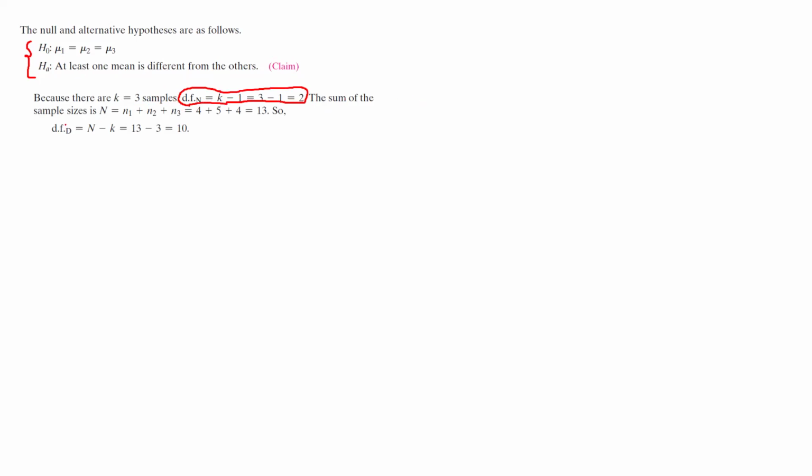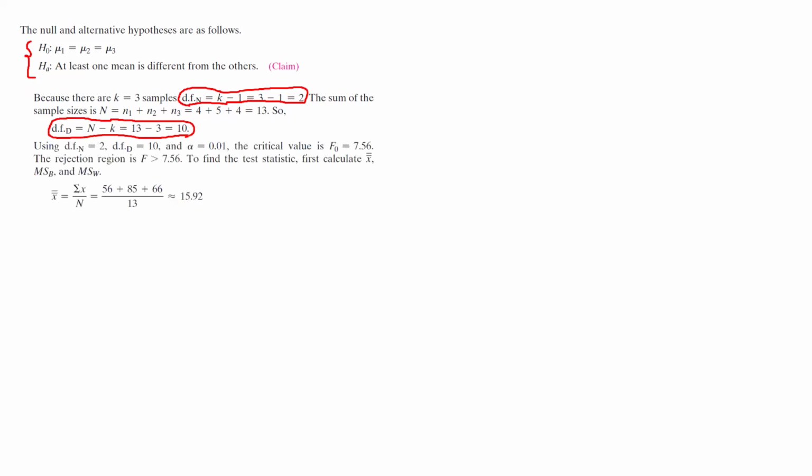The sum of the sample sizes is n equals n1 plus n2 plus n3, which is 4 plus 5 plus 4, which is 13. So the degrees of freedom for the denominator, which is n minus k, is 13 minus 3, or 10. Using the degrees of freedom for the numerator 2 and the degrees of freedom for the denominator 10 and alpha equals 1%, the critical value for your F distribution is 7.56.